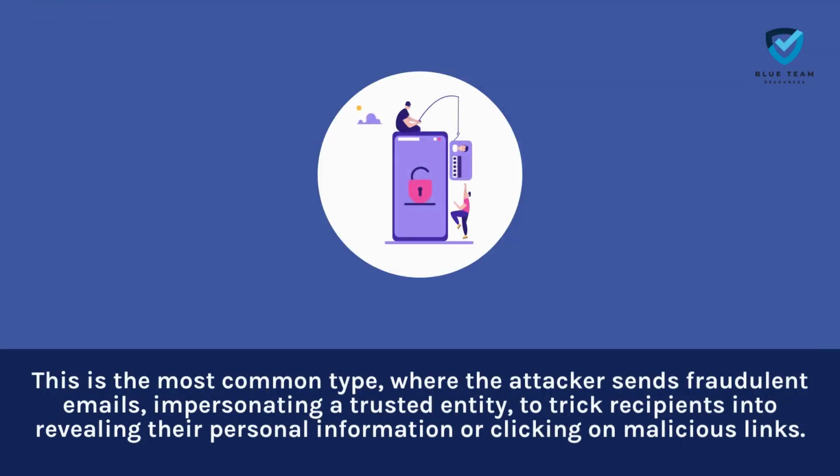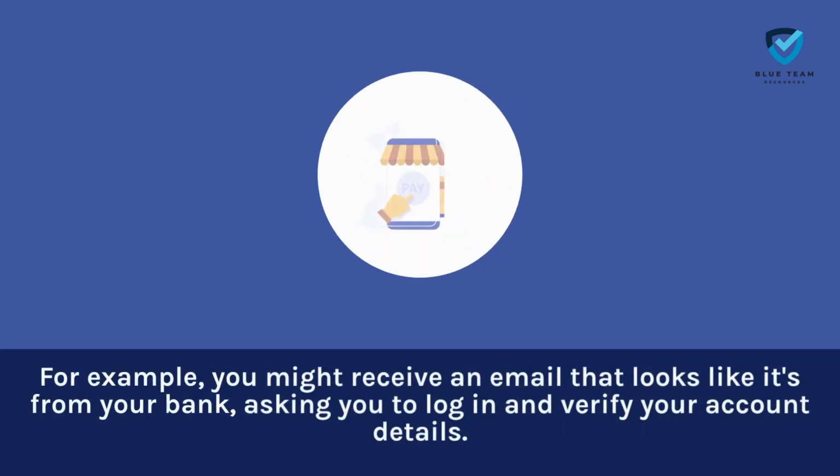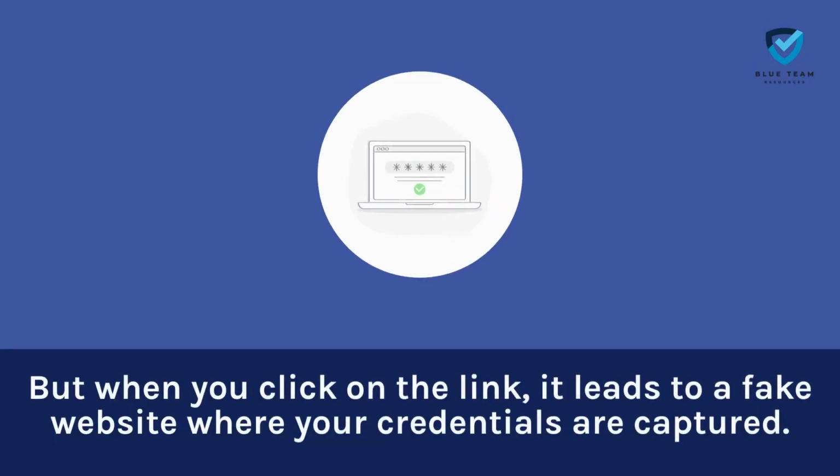Firstly, we have email phishing. This is the most common type, where the attacker sends fraudulent emails, impersonating a trusted entity, to trick recipients into revealing their personal information or clicking on malicious links. For example, you might receive an email that looks like it's from your bank, asking you to log in and verify your account details. But when you click on the link, it leads to a fake website where your credentials are captured.